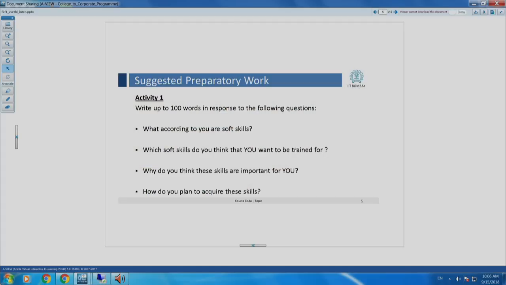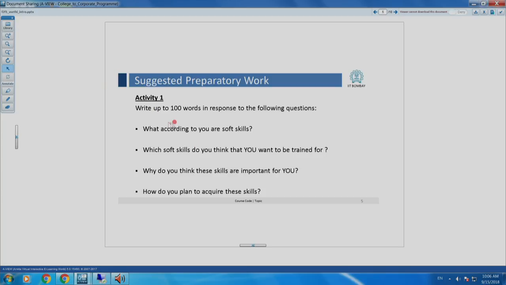So I'm going to offer you some activities here, which I suggest that you do between now and the next week. And some of the things, some of the inputs, some of the videos are going to begin to play up very differently the moment you begin to do this preparatory work. So let me just go over this.